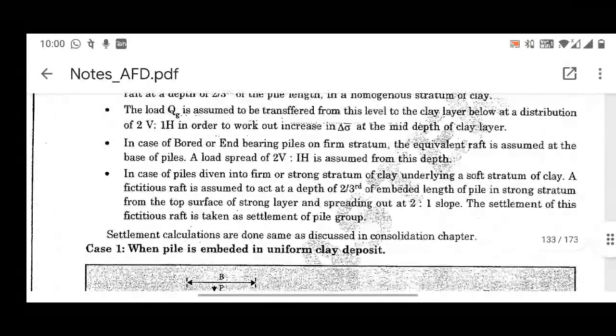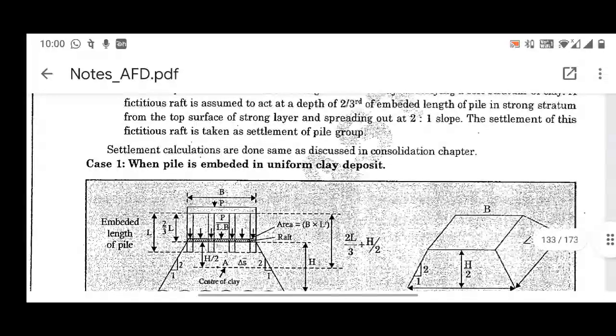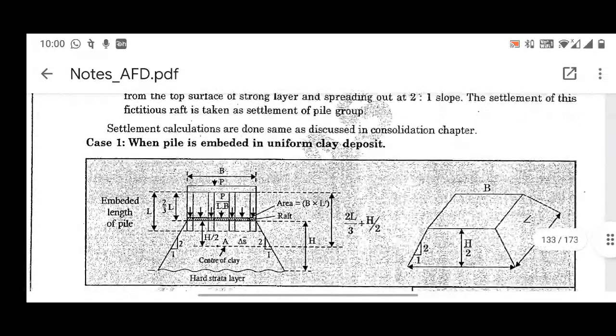Now, in case of piles driven into firm or strong stratum of clay underlying a soft stratum of clay, a fictitious raft is assumed to act at a depth of two-thirds of the embedded length of pile in the strong stratum from the top surface of the strong layer, spreading out at a 2:1 slope. So everything is similar only, right? In case of displacement or friction piles, we have to consider the load spread from two-thirds of the length of pile.